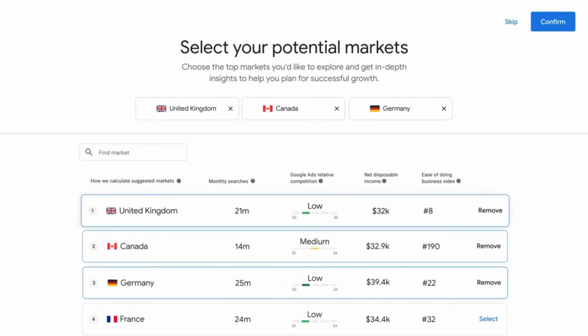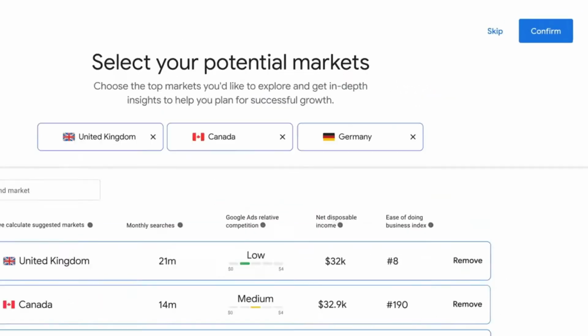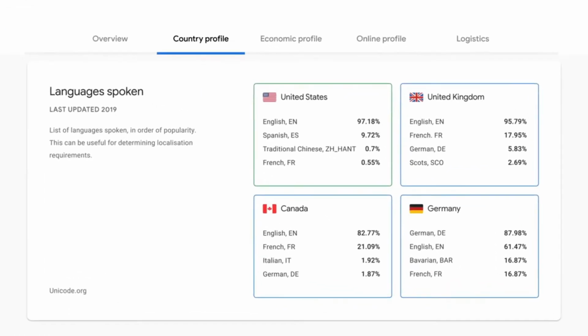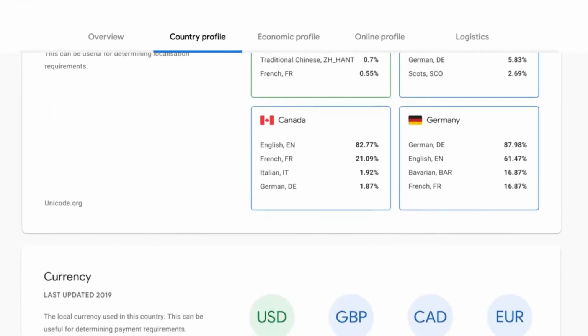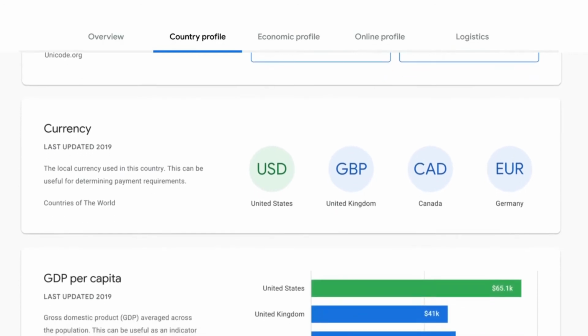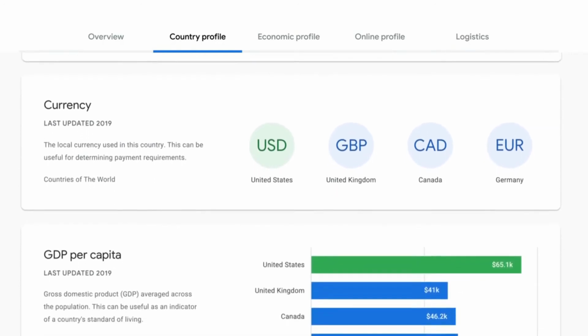Select your potential markets, selecting and confirming the key export markets in order to dive deeper into the metrics and the logistics of each one. Suresh explored the market insights to discover key information about each market, such as the country's economic and online profile.